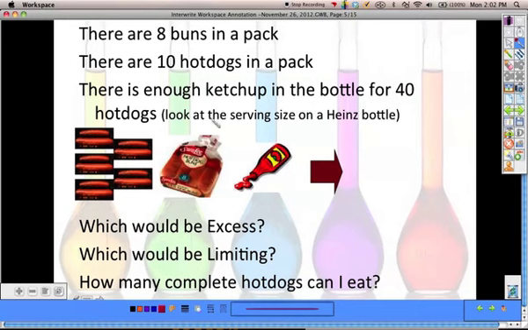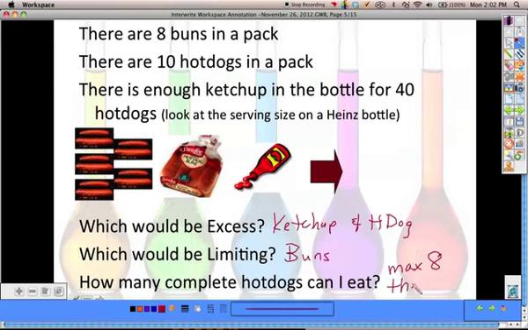So we'll write it down. Excess, ketchup, and hot dogs. Limiting, buns, max we can make is 8. This is called our theoretical yield. I'm going to be looking for that a lot in labs.